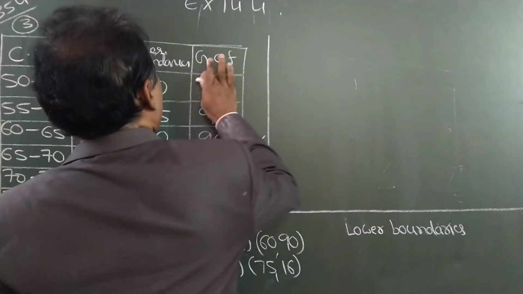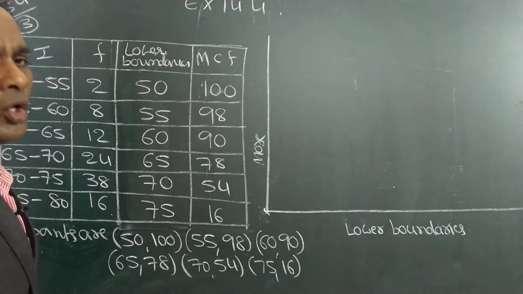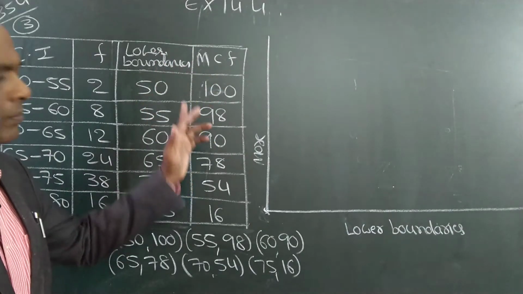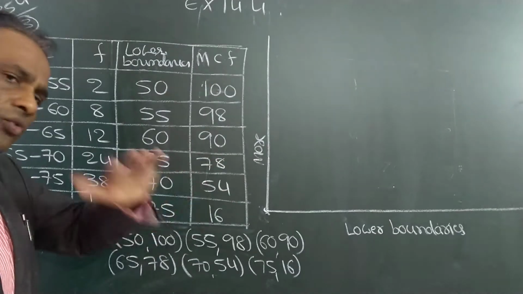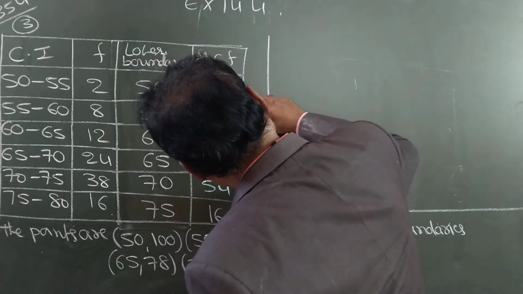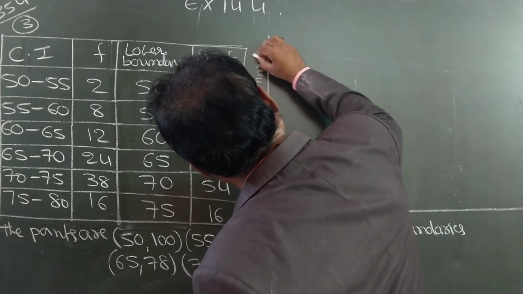In the textbook, more than is used. So let us write more than only. More than cumulative frequency. More than or greater than, both are same. But in the textbook, more than is used. So you use that word only. More than cumulative frequency on the y-axis.